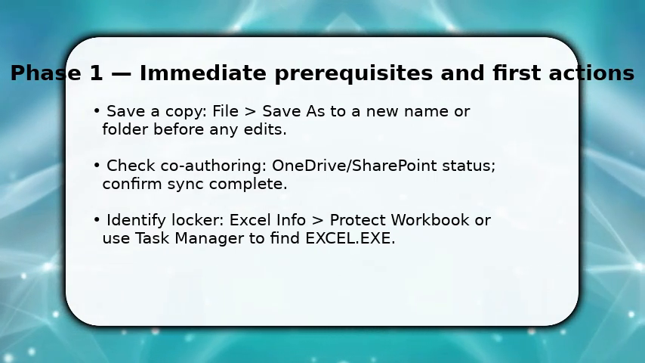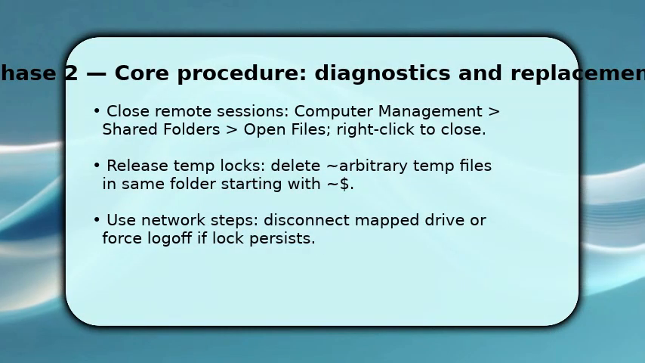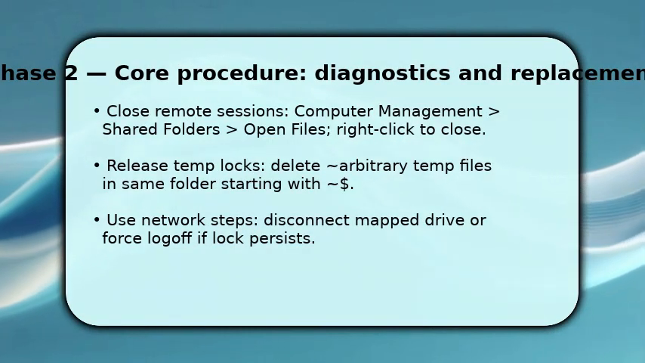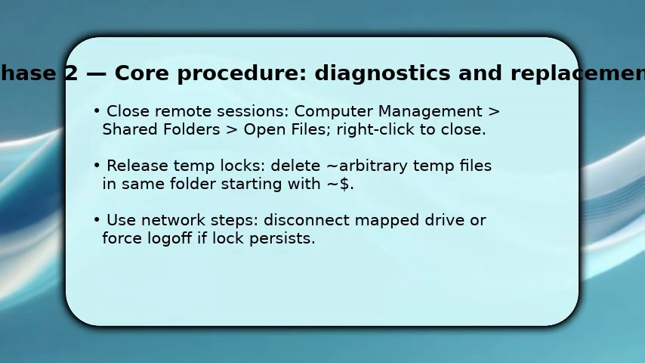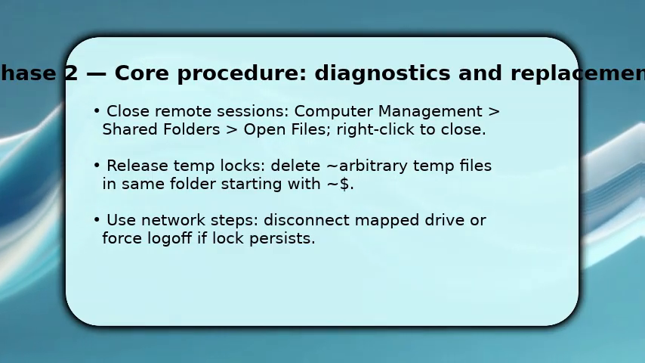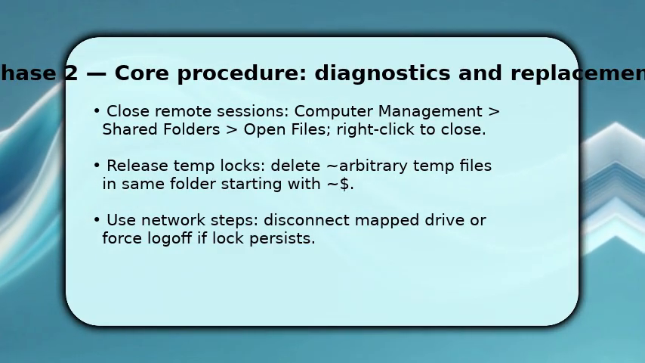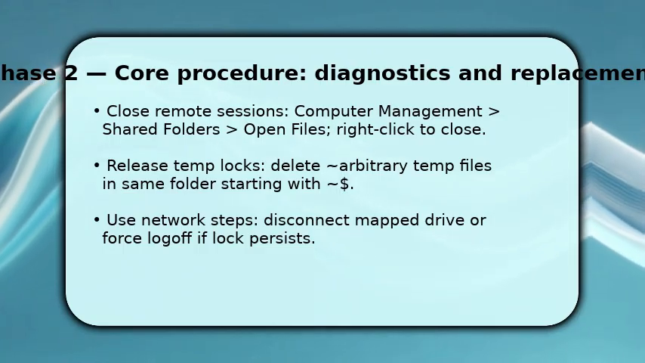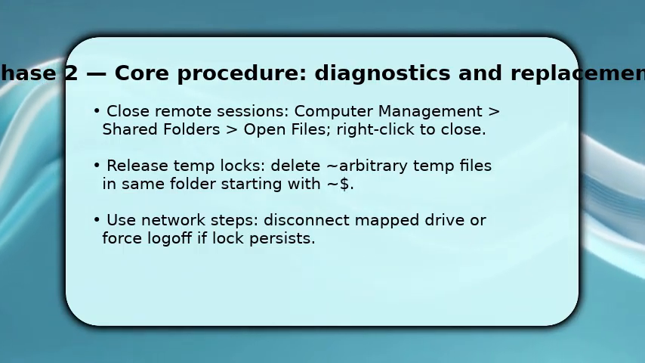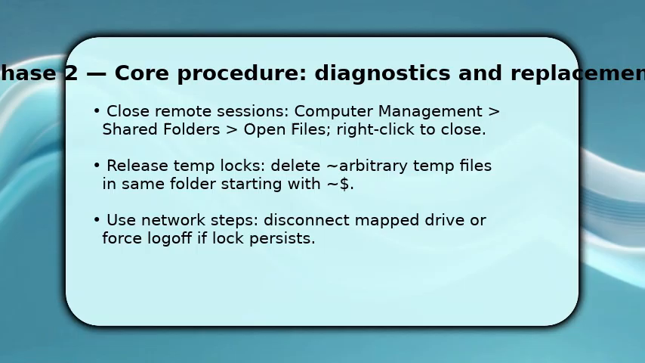Now you disconnect active handles. Open Computer Management, go to Shared Folders, then Open Files, and close the file handle that's locking the workbook. If that's not available, delete the temp lock file that begins with $, located in the same folder. That often releases the lock.